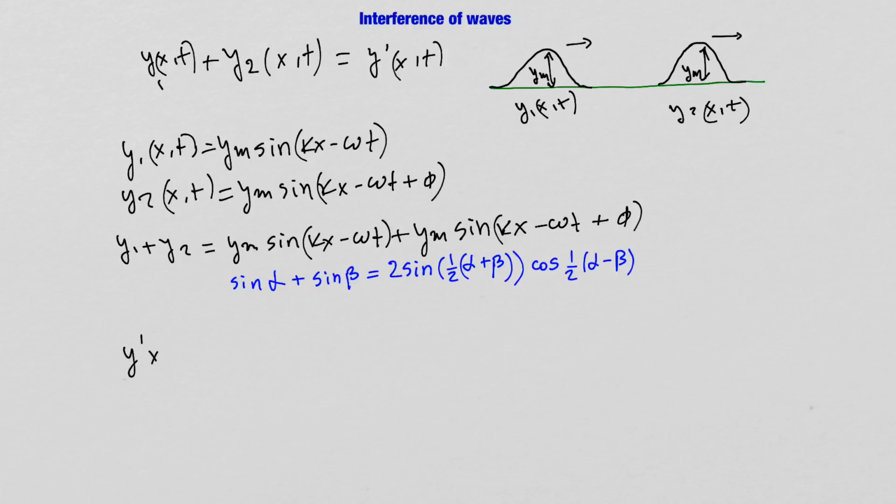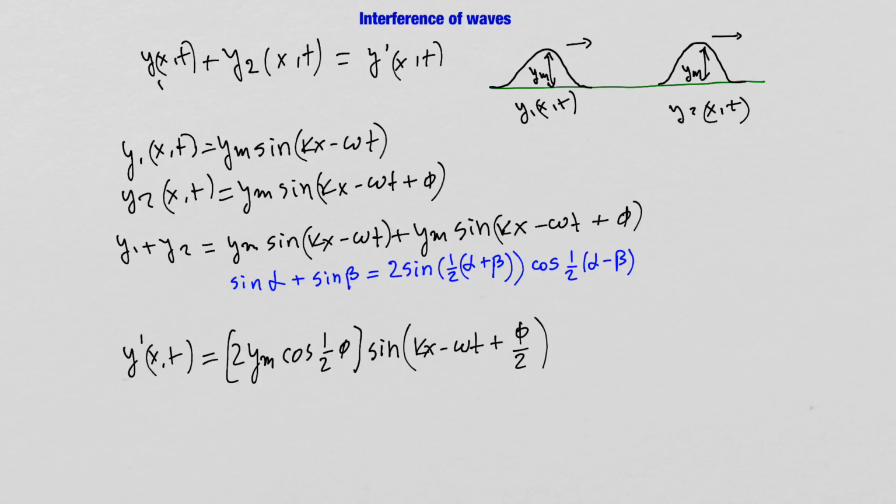y prime of x and t is equal to 2 times ym cosine of 1/2 phi times sine of kx minus omega t plus phi over 2. The first term in the result here, 2 times ym cosine of phi over 2, is the amplitude of the resultant wave.